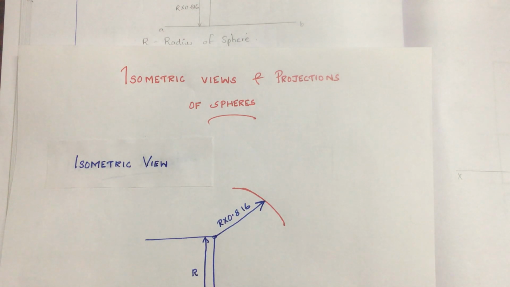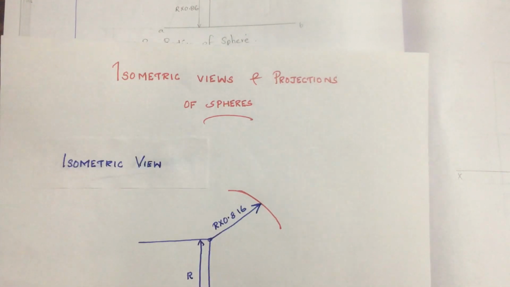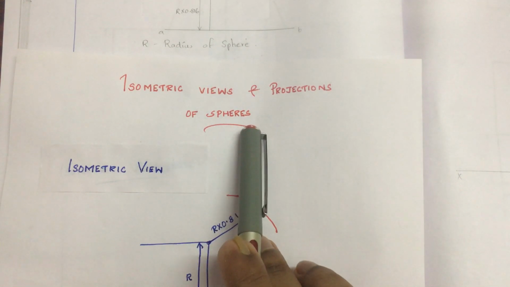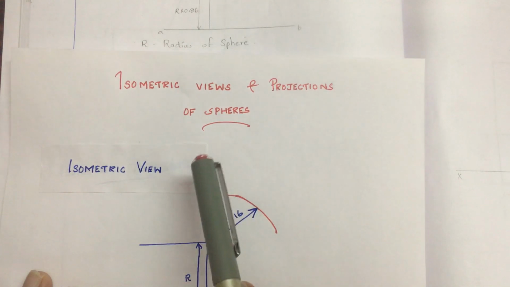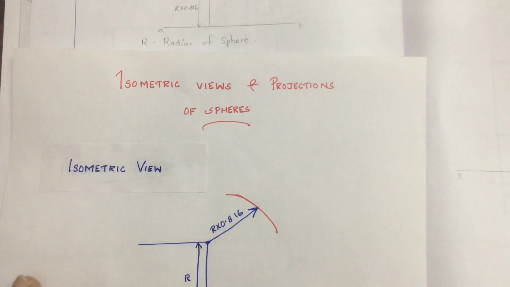In this video, we are going to discuss the isometric views as well as projection of spheres. This topic can be generally termed as isometrics of spheres. A sphere is just a figure that you are seeing often nowadays. For example, a cricket ball, or a snooker ball, or an apple or an orange. These items represent a sphere.